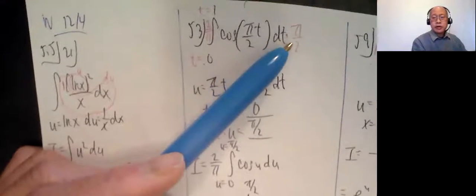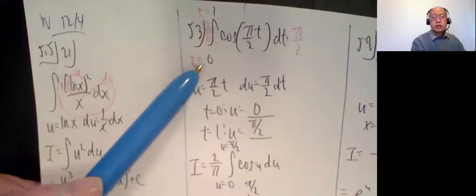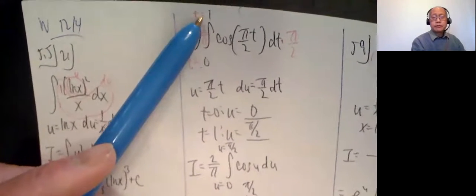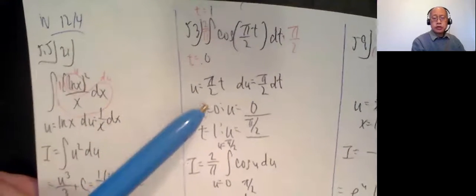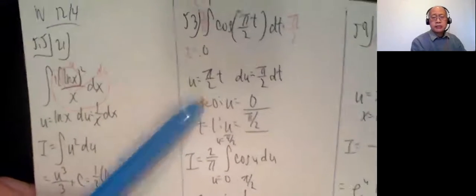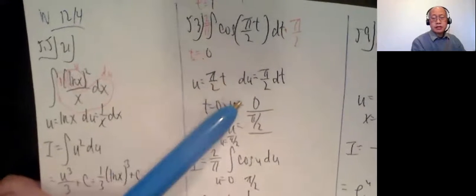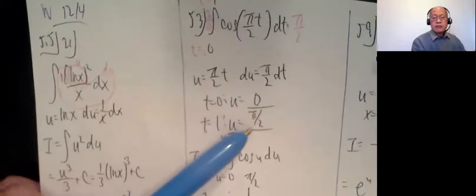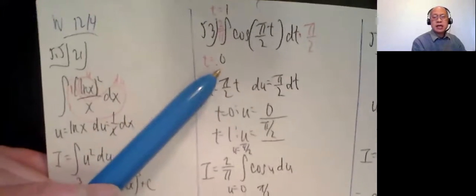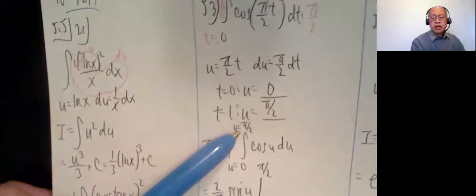Okay, I need a pi over 2 inside, 2 over pi outside. Now, however, t is going from 0 to 1. When t goes from 0 to 1, what happens to u? So what I do is I plug in. I plug in t equals 0 right here, and 0 times anything is 0. I plug in t equals 1, I get pi over 2. So that means as t goes from 0 to 1, u goes from 0 to pi over 2.